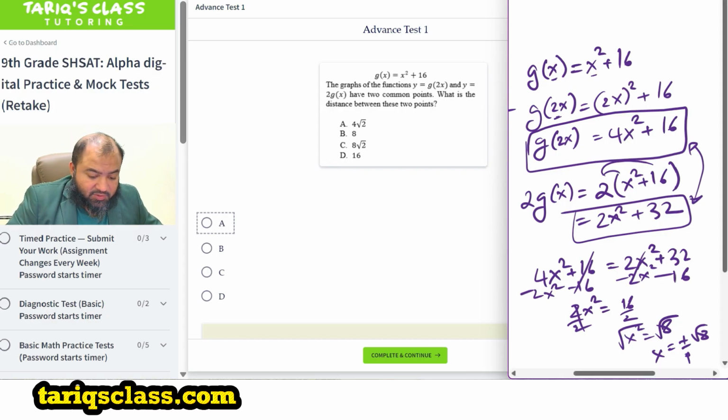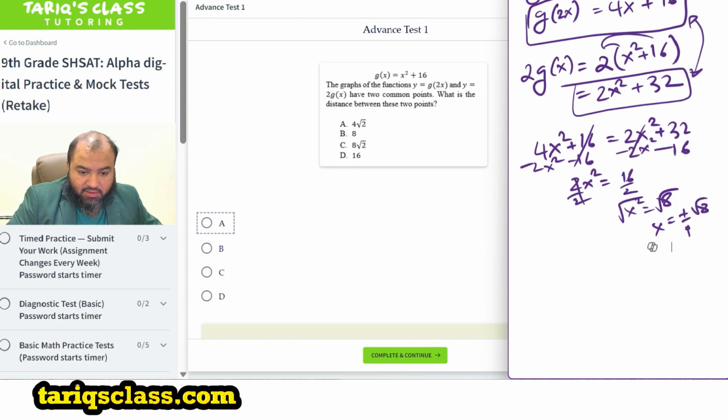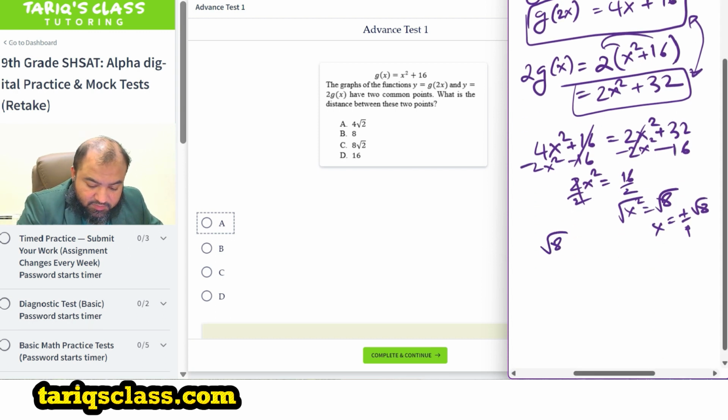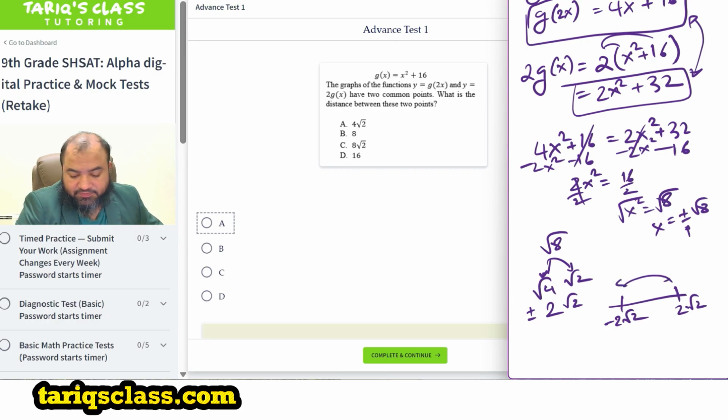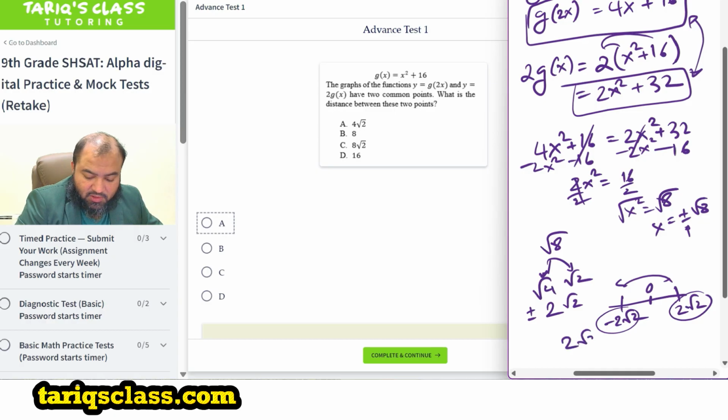Now they said, what is the distance between these 2 points, the plus and the minus one? Okay. By the way, square root of 8, if you simplify it, is square root of 4 times square root of 2, and square root of 4 is 2, so 2 square root of 2. So it's plus and minus. If you look at the number line, one is negative 2 radical 2 and one is positive 2 radical 2. So what is the difference between them? In between is 0. So negative 2 radical 2 to positive 2 radical 2, the distance is 4 radical 2. Because 2 radical 2 minus negative 2 radical 2, the 2 negatives will be positive, so it's 4 radical 2.